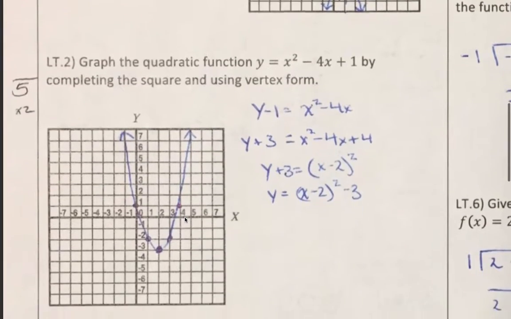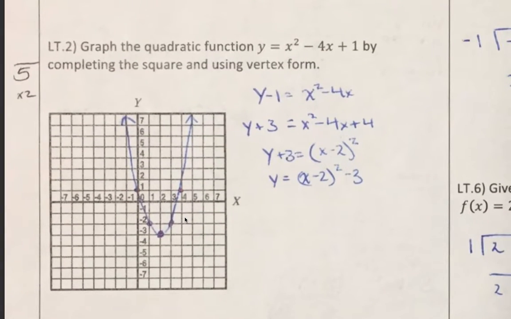All right, looking at learning target 2, graph the quadratic function using the completing the square and then vertex form method. So it's not currently a perfect square, so I'm going to have to move this 1 over to make that happen. I subtract 1 from both sides, and that's how I get this. I do half of b and square it. That's the completing the square part.